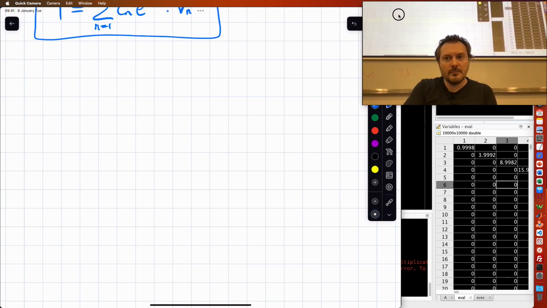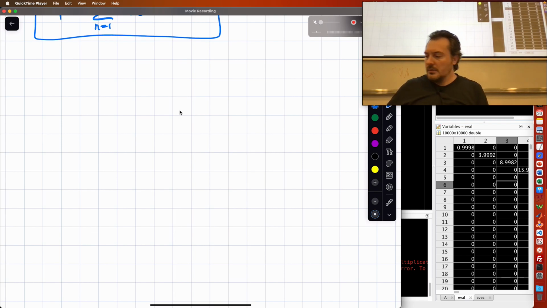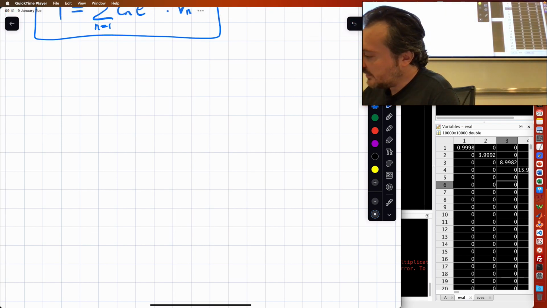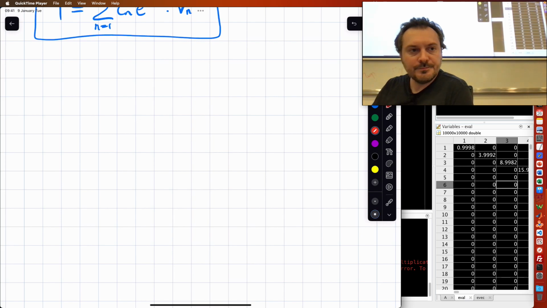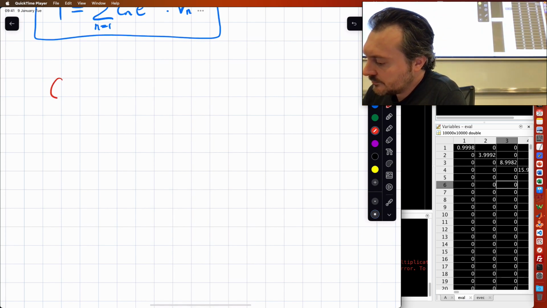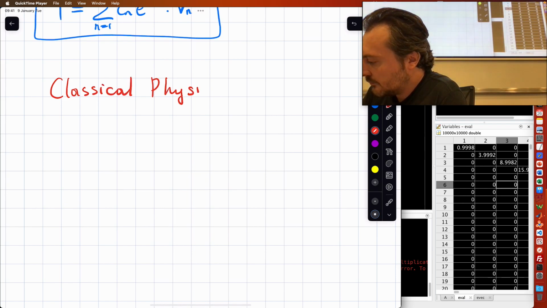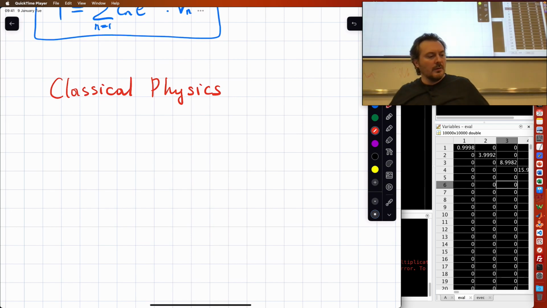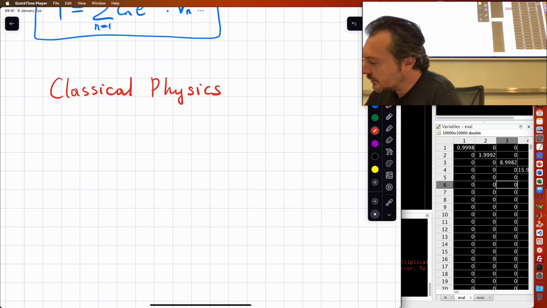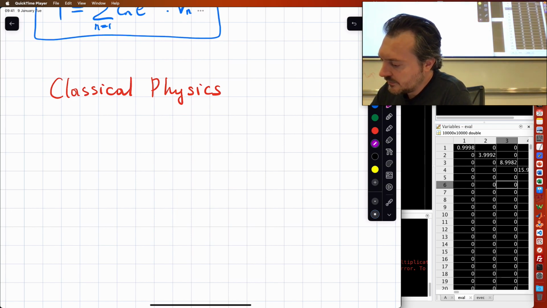So let's start with, so we are done with mathematics for now. Classical physics. So it all starts with Newton, right? Isaac Newton's Principia.